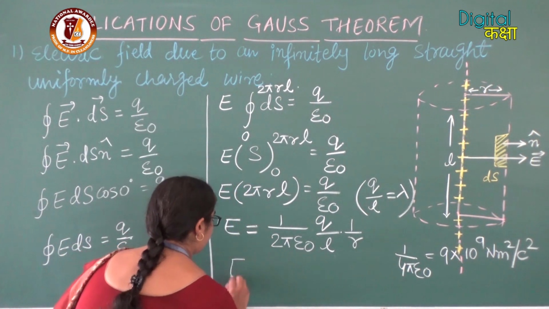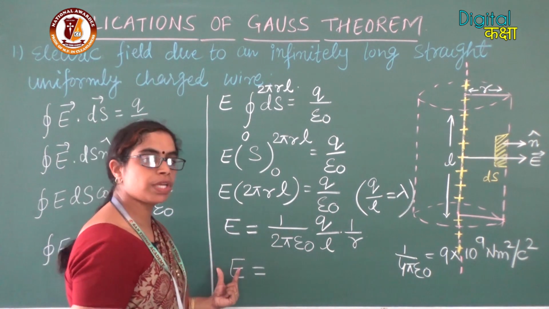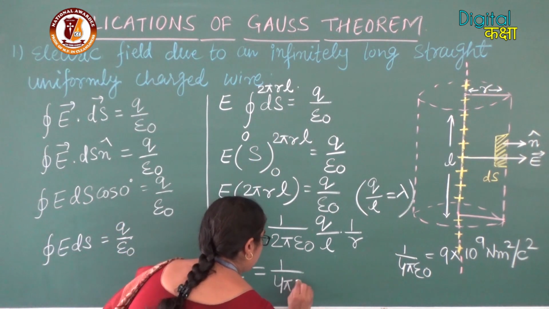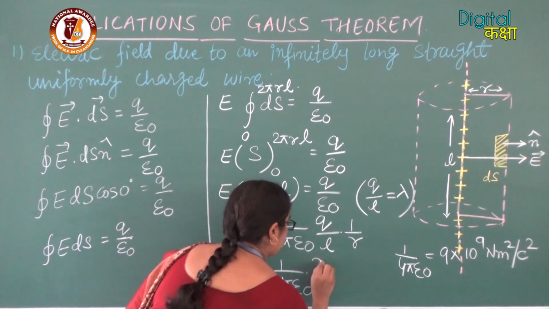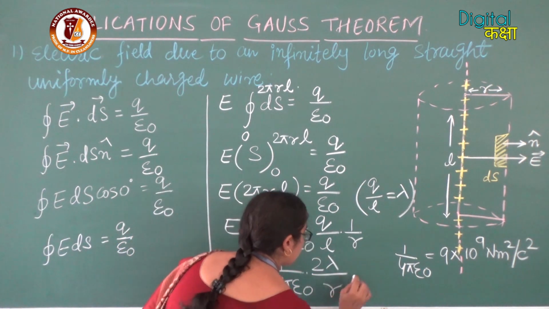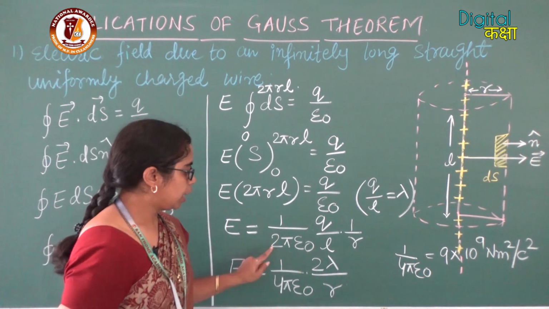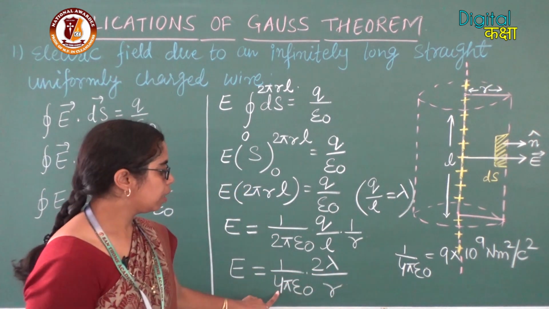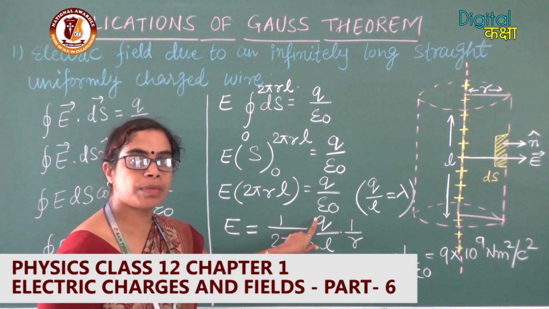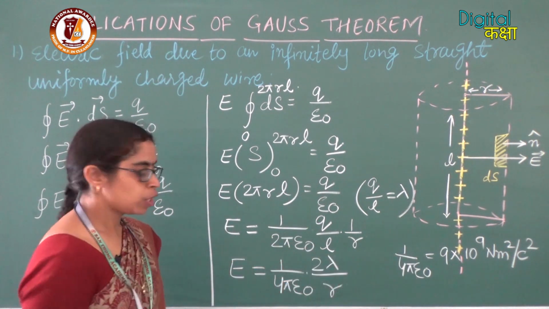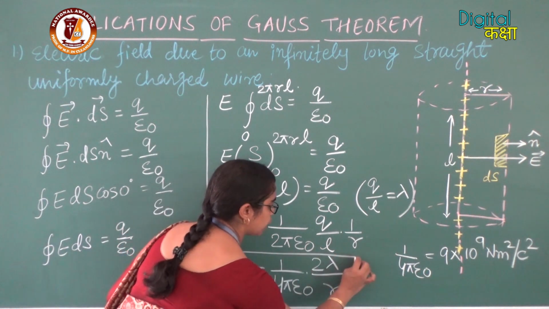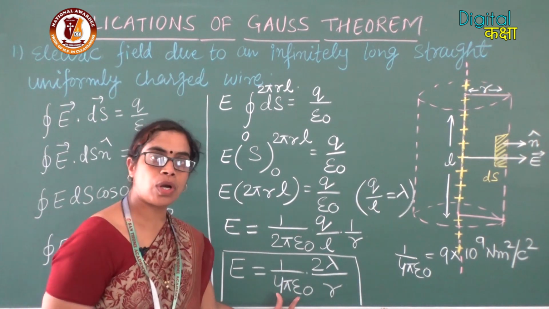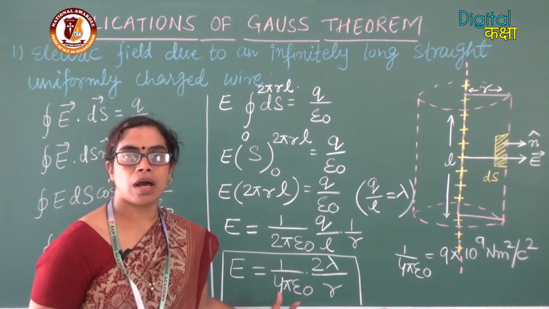So the final nature of the formula for the electric field for this specific charge distribution can be written as 1 upon 4 pi epsilon naught, 2 lambda upon r, where in order to convert 2 pi epsilon naught into 4 pi epsilon naught, I have multiplied this complete expression by 2 in the numerator as well as the denominator. So the final formula for the electric field due to this given charge distribution is 1 upon 4 pi epsilon naught, 2 lambda upon r.